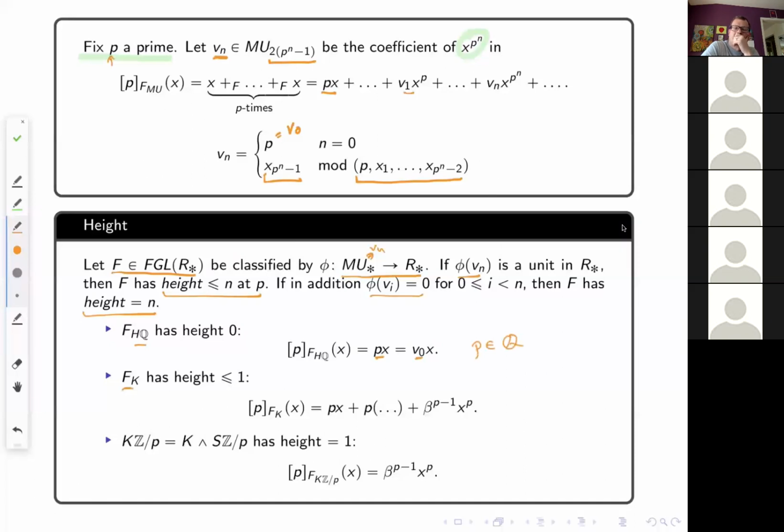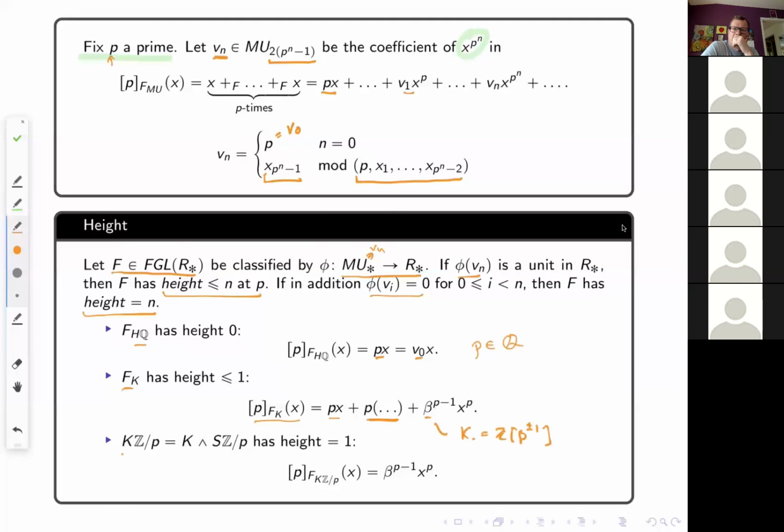Similarly, K-theory has height less than or equal to 1 at every prime. Because if you take the formula I gave you, you'll get px plus a bunch of binomial coefficients which are divisible by p, and then the last term you'll get the Bott class to the p minus 1 times x to the p. And this is a unit because K star is Z[beta to the plus or minus 1]. Okay, that's Bott periodicity.